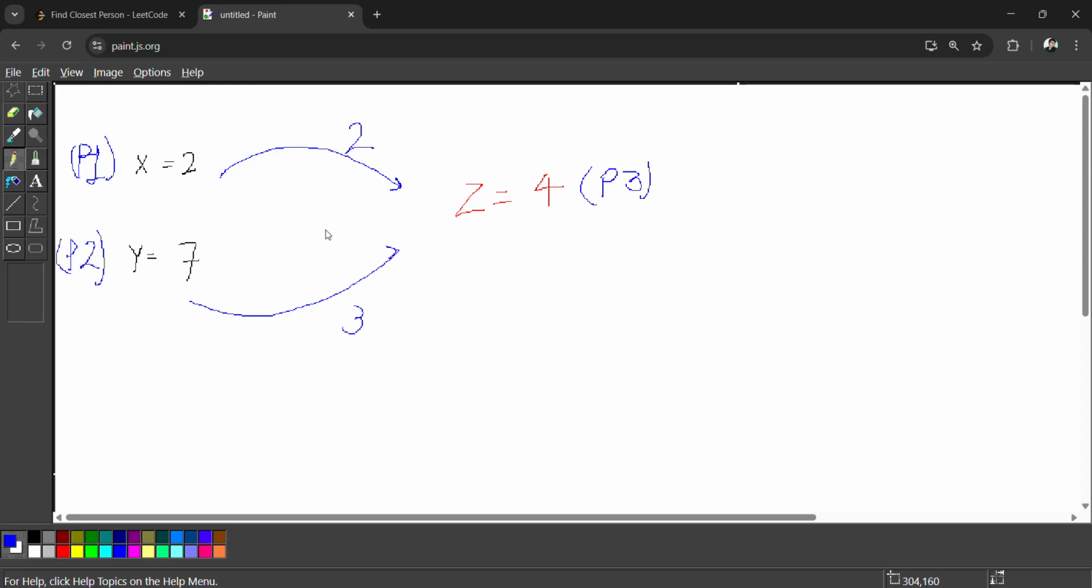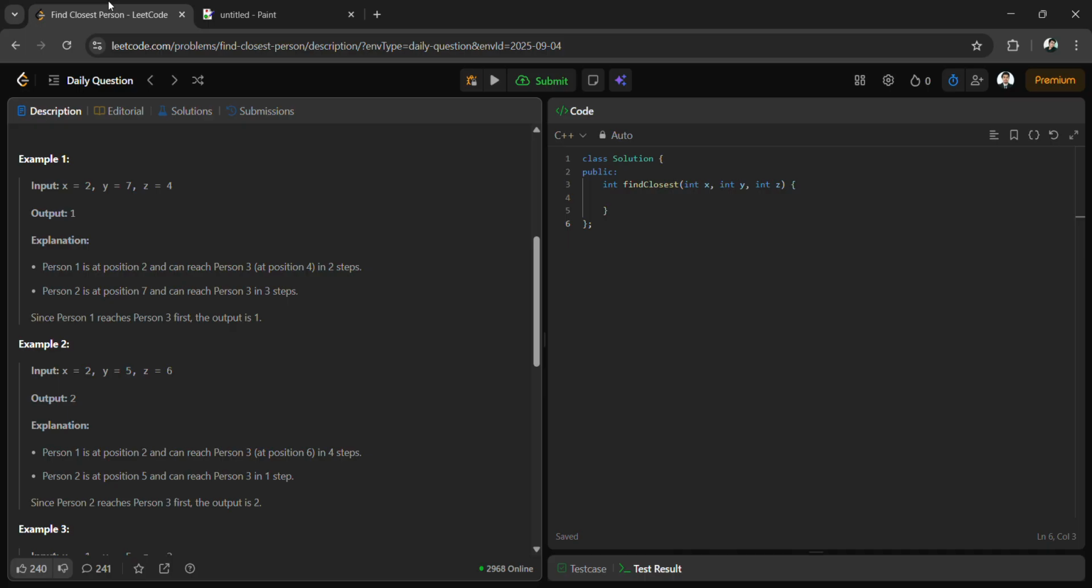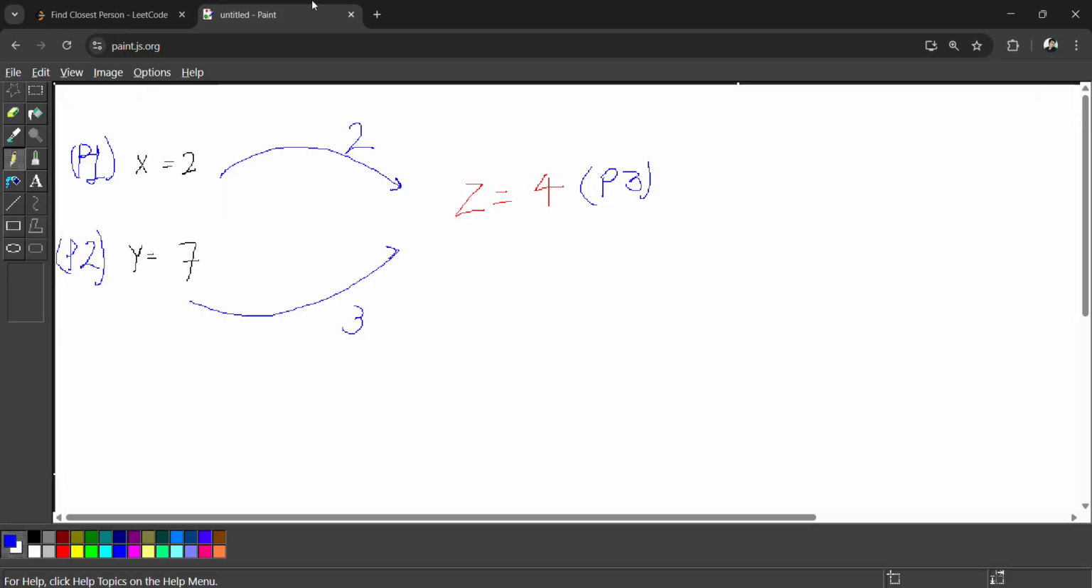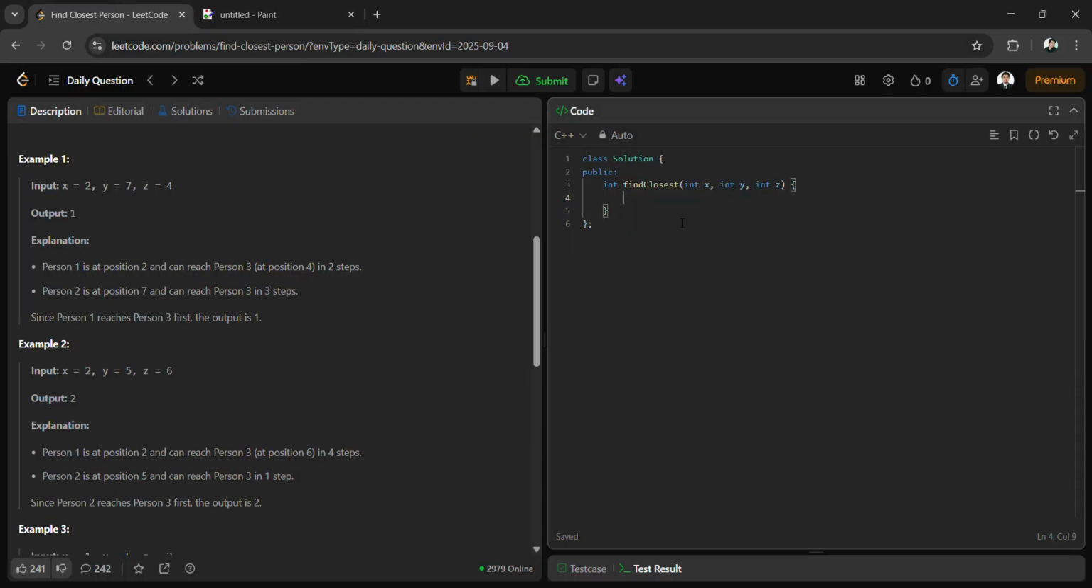So how can we solve this problem? We simply check the absolute differences: between person 1 and person 3, and then between person 2 and person 3. Then we compare which one meets person 3 first. Let's try to solve this problem.